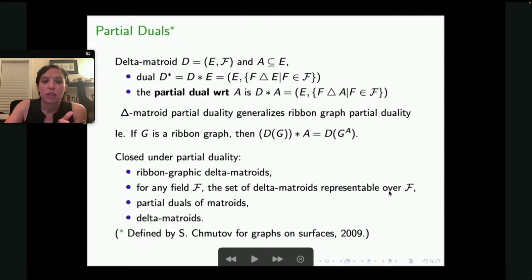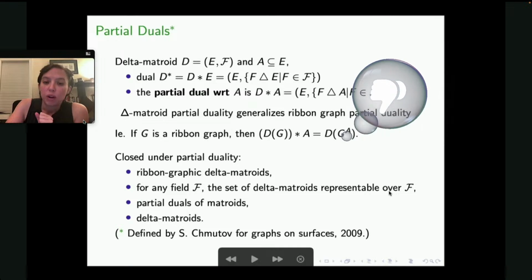So it turns out there's some interesting classes of objects closed under partial duality. Ribbon graphic delta matroids, because it is a ribbon graphic operation. So you don't leave the class of ribbon graphs when you do this partial duality operation. The delta matroids representable over a given field are closed under partial duality. The partial duals of matroids, and then delta matroids generally. And partial duals were defined by S. Chmutov for graphs on surfaces in 2009.